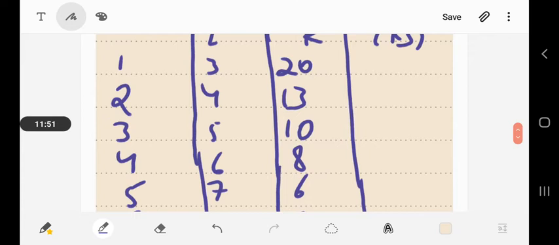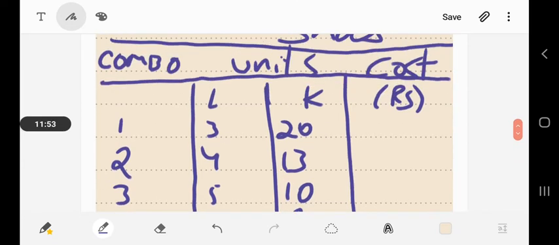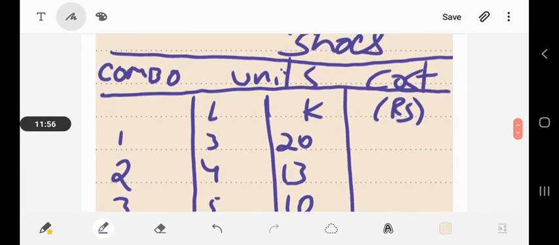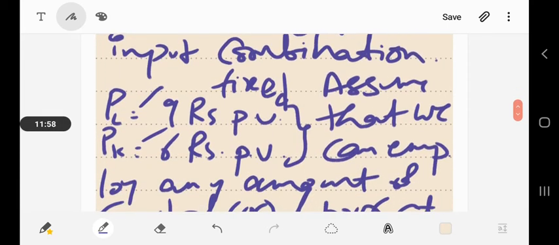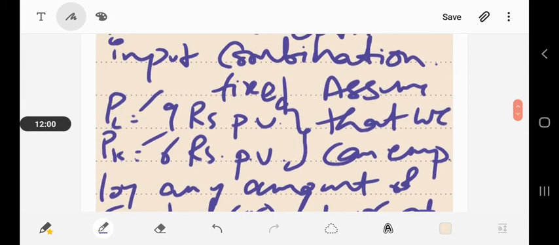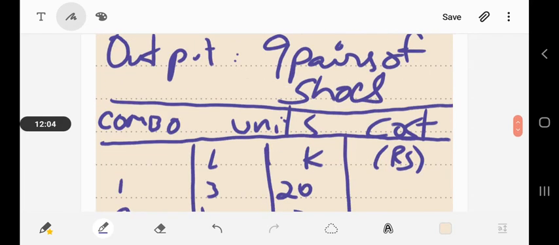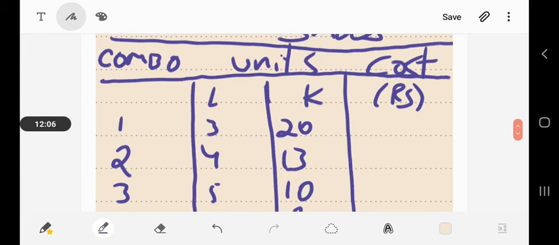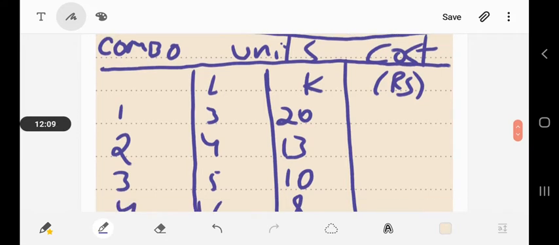Now, how to calculate the cost? We already discussed the price of labor, 9 rupees, and the price of capital, 6 rupees. So in order to calculate the cost, you have 3 into the price of labor, 9 rupees, plus 20 into the price of capital, 6 rupees. That results in 147.